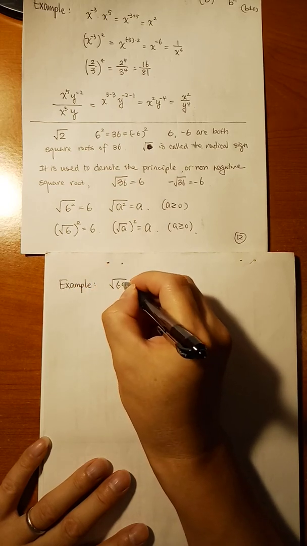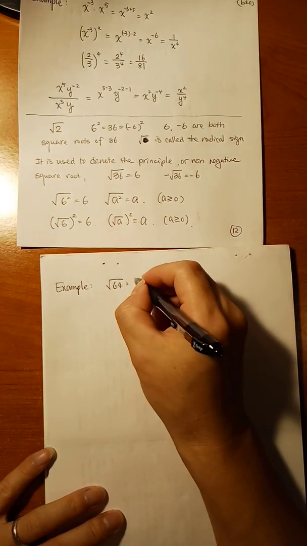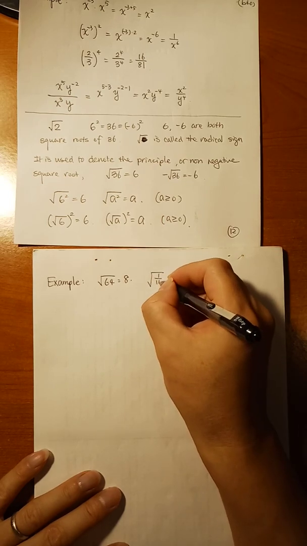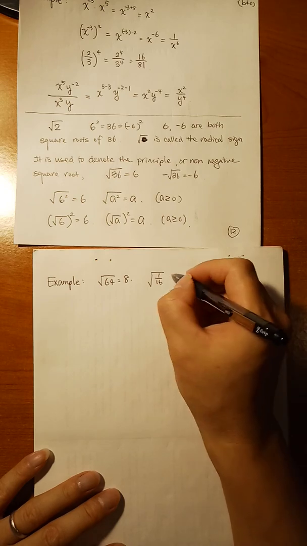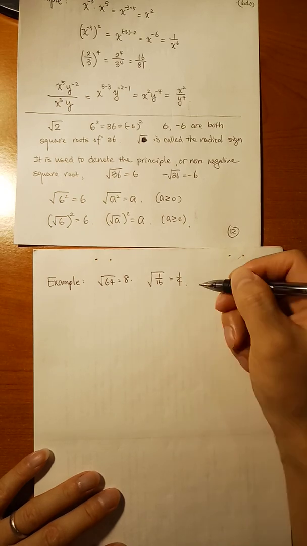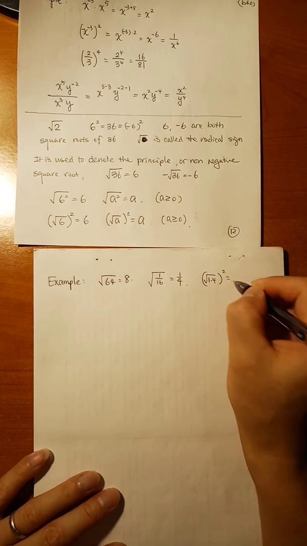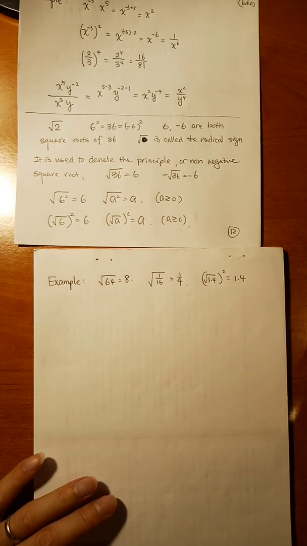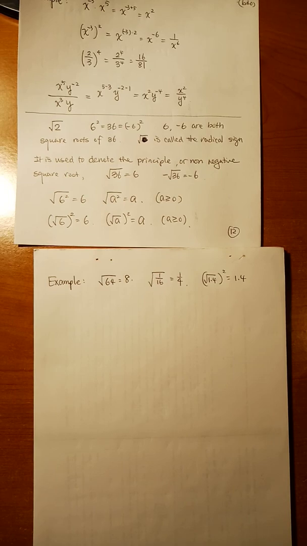the square root of 64. You recall that 64 is 8 squared, so it's equal to 8. And you have the square root of 1 over 16. You must recall that 1 over 16 is 1 over 4 squared, so it's 1 over 4. And the square root of 1.4, and then you square it: the square root and square cancel, so it's 1.4. So to find the square root, you really need some memory.